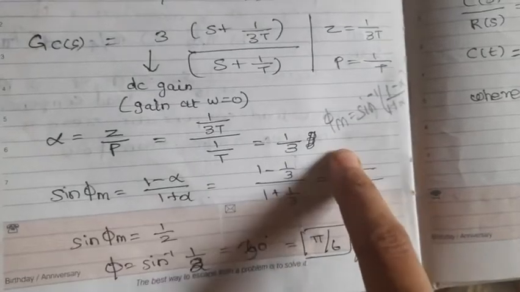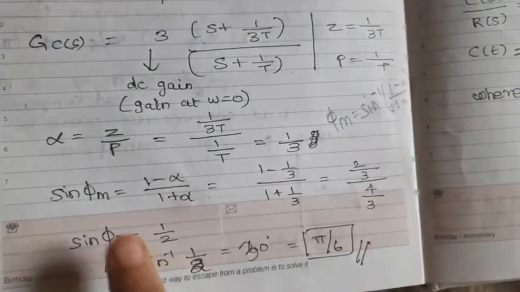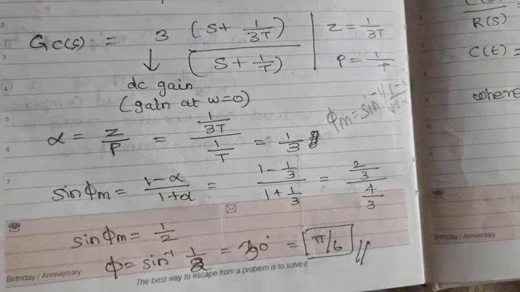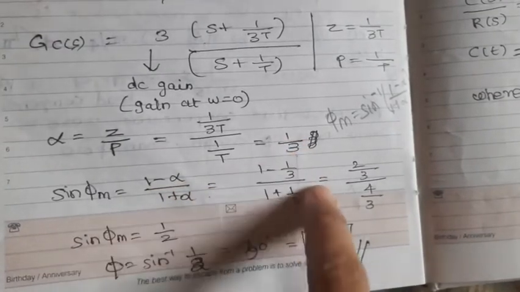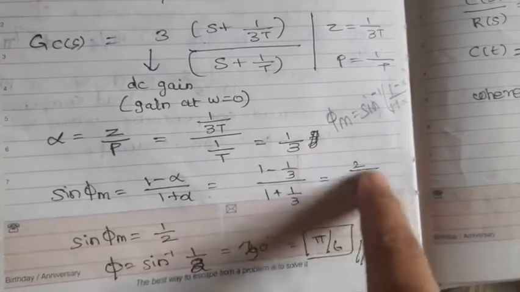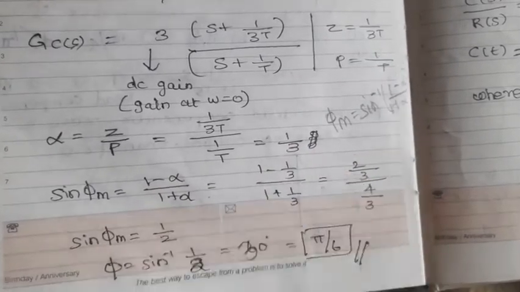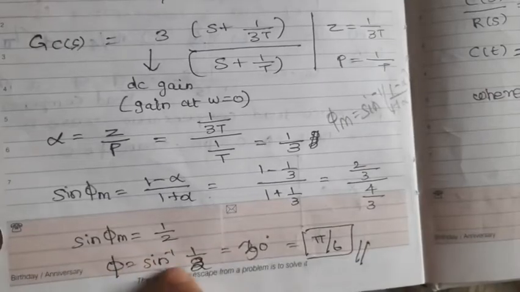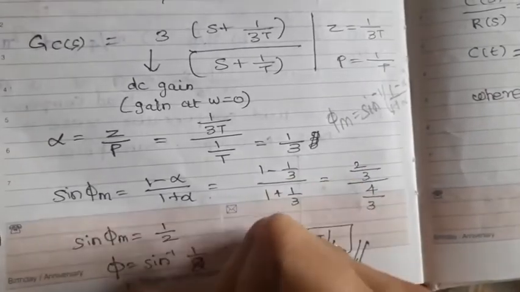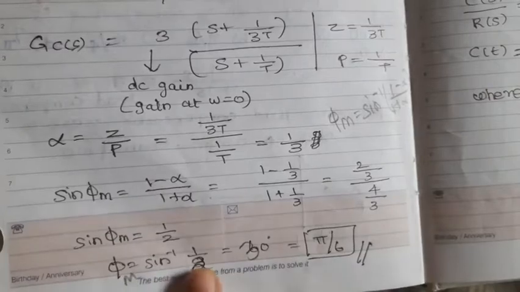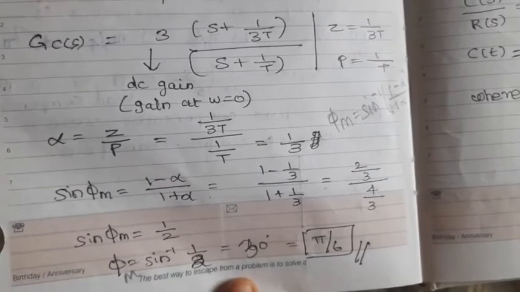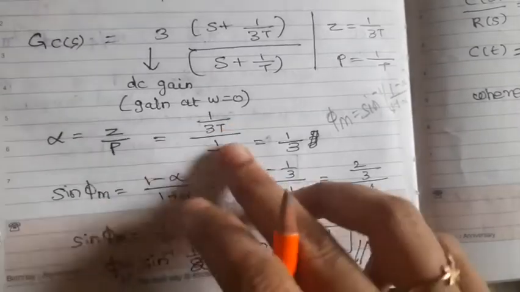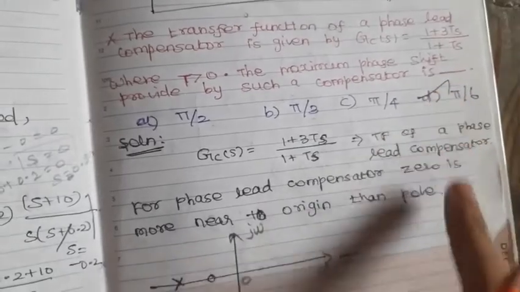As I told earlier, what is the maximum phase shift formula? Just substitute. Sin phi m is equal to (1 minus alpha) by (1 plus alpha). So 1 minus 1 by 3 divided by 1 plus 1 by 3. So 2 by 3 divided by 4 by 3. The 3 gets cancelled, so 1 by 2. So phi m equals sin inverse of 1 by 2. Obviously it is 30 degrees, because for sin 30 degrees only we get 1 by 2. So 30 degrees can be written as pi by 6. So here pi by 6 is the right answer.